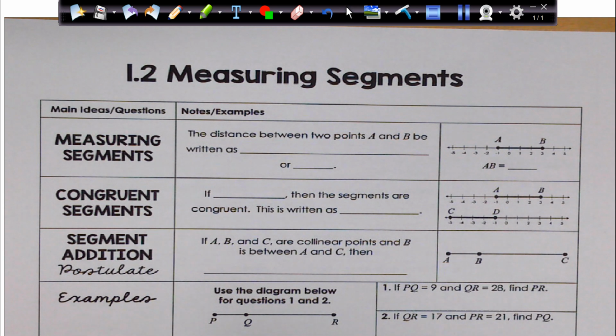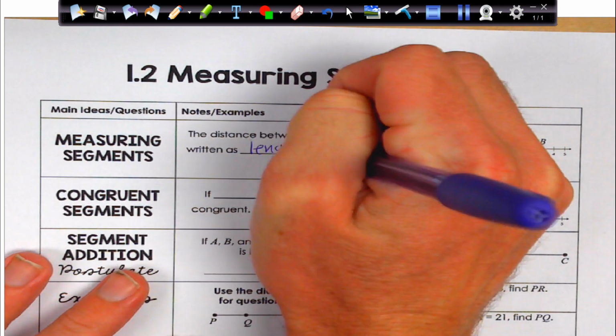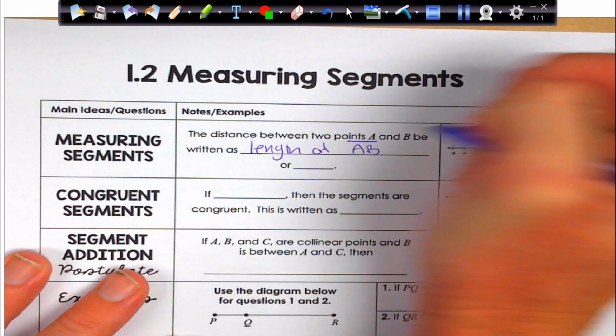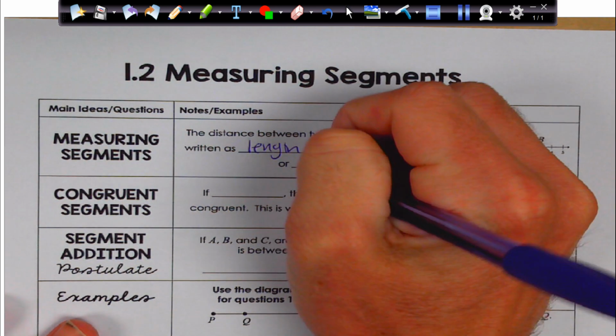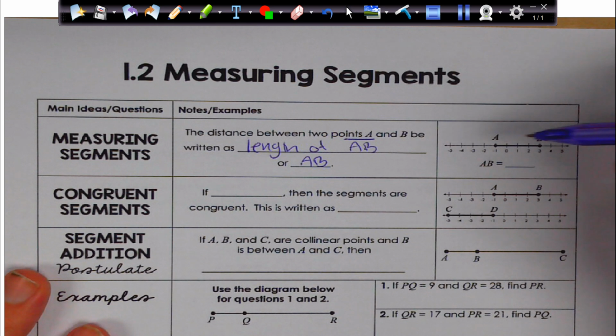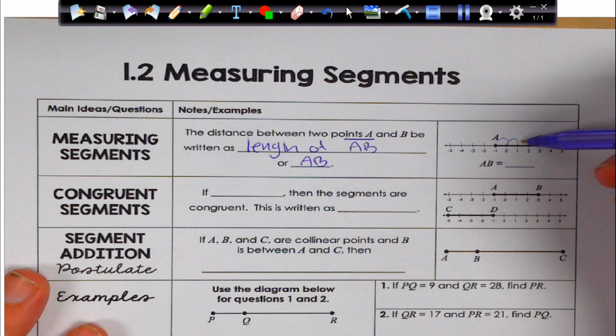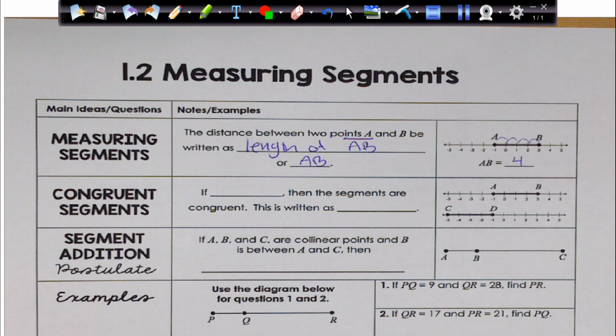So, number one, the distance between two points A and B can be written as the length of AB. And notice that's a segment there. I didn't put arrows on it. Or we sometimes just say AB. Okay? And so this one we can count. It is 1, 2, 3, 4. 4 units right there. Okay?